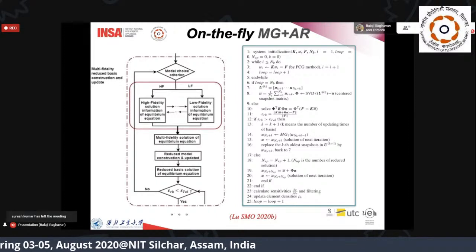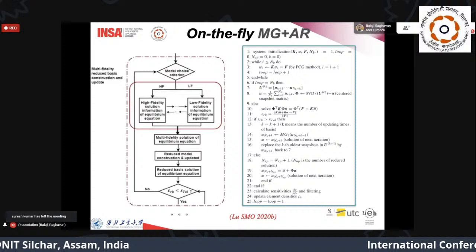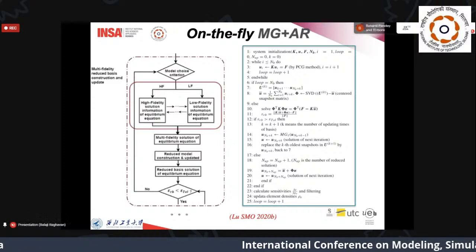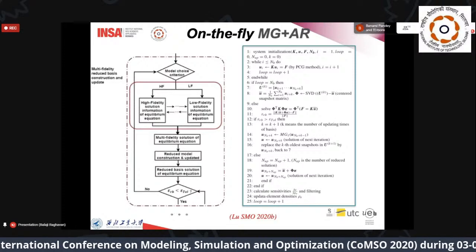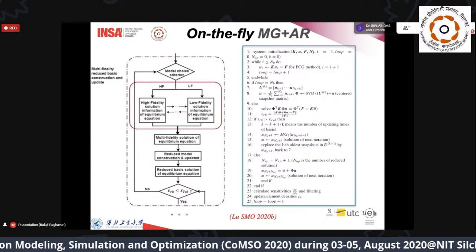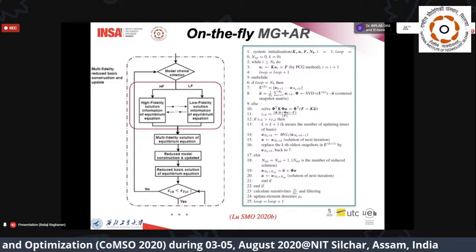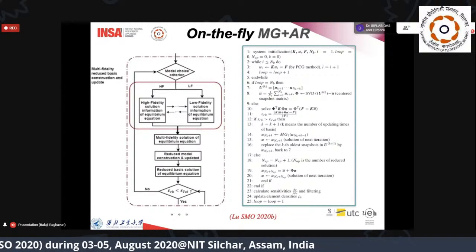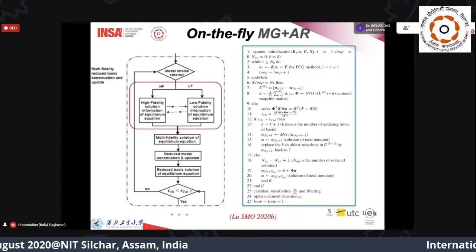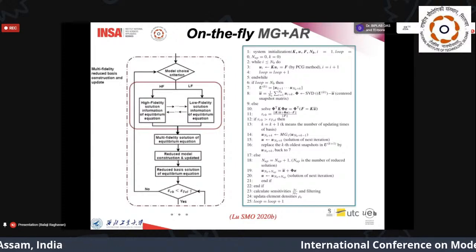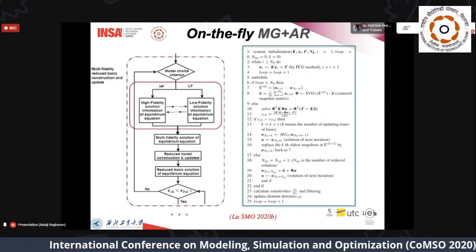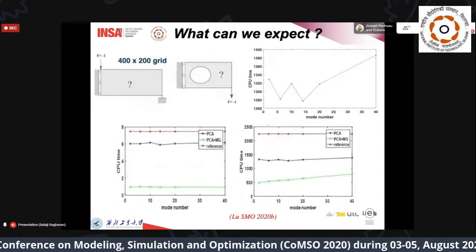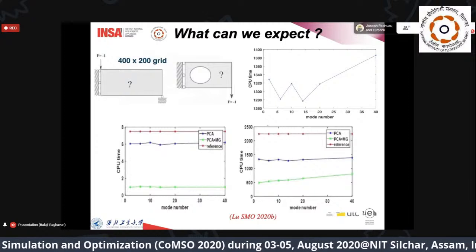So the whole idea is, and this is the algorithm, we have already seen how we can use approximate PCA analysis. But we actually have a two-way communication between the so-called approximate reduced order model, which is again POD, and the high fidelity solution. But you also have the switching, the V cycle iteration between the different grid levels. Okay. So what can we really expect? And these are the results we got.